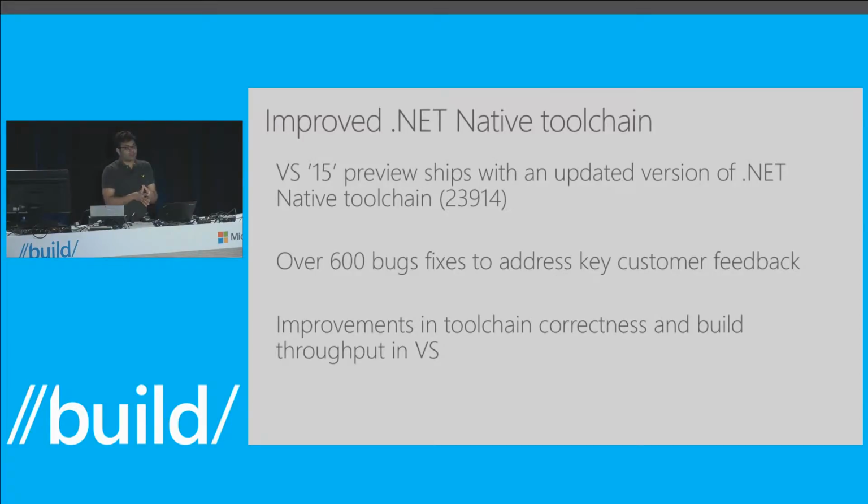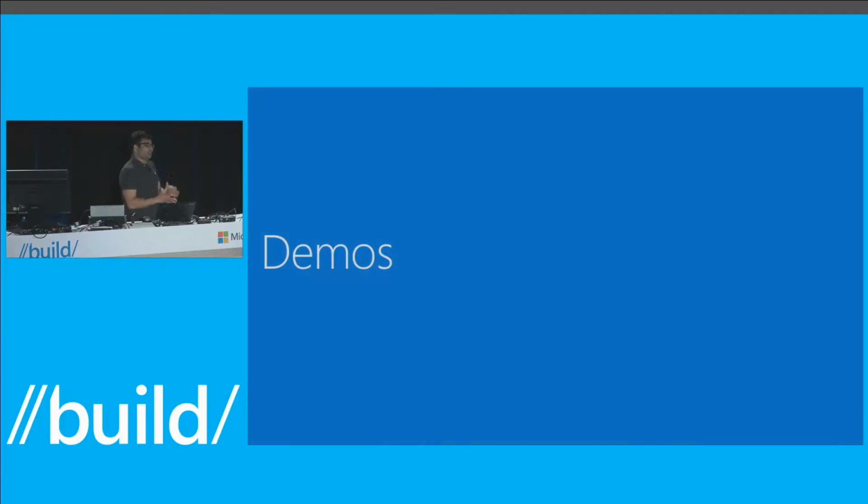So my recommendation is, if you have an existing UWP application, install VS 15 preview in a non-production environment, try compiling your code against the latest version of .NET Native Toolchain, and make sure everything works. If you're running into issues, send us an email, and we will work with you to investigate and fix these issues. Now let's actually switch to VS and look at some of the new features that we are shipping for Universal Windows applications.